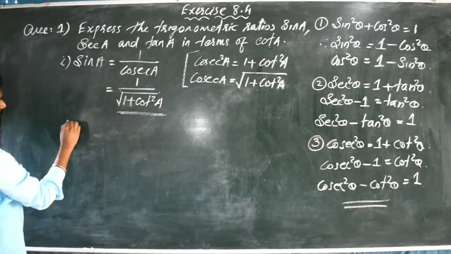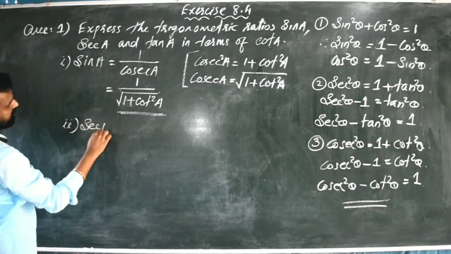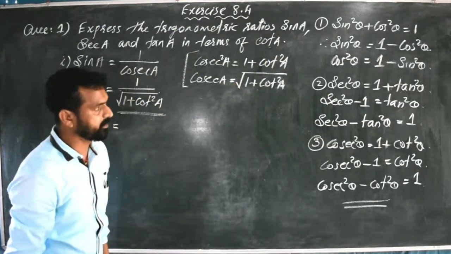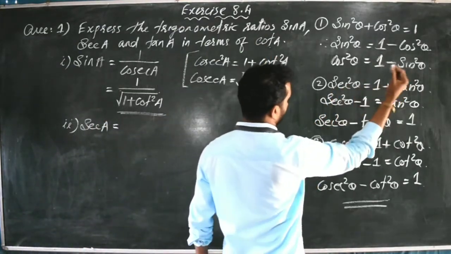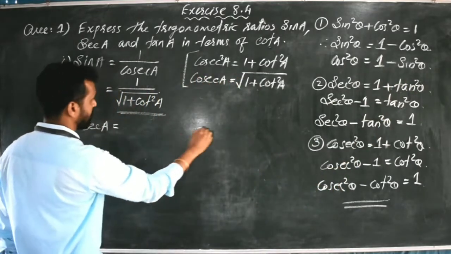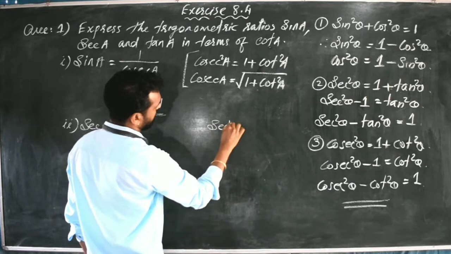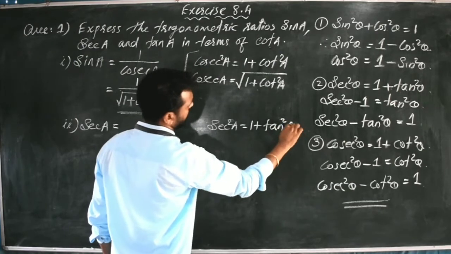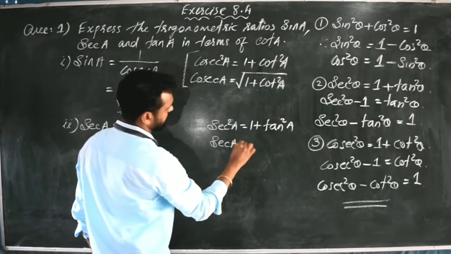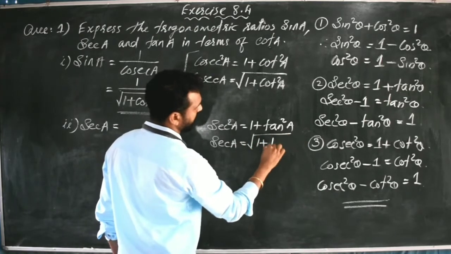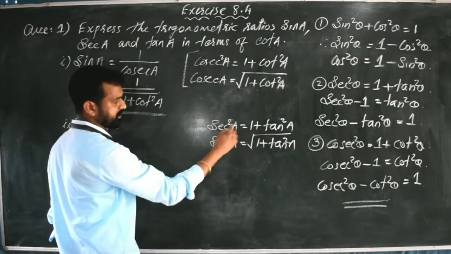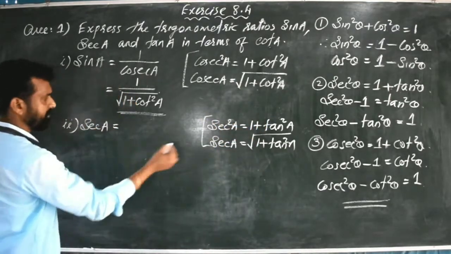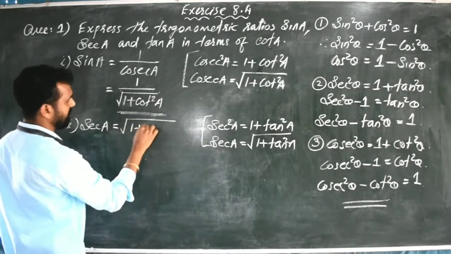Now the second one is sec. Sec also we have to express in terms of cot A. Sec is equal to, how can we write that? Sec square theta is equal to 1 plus tan square theta. Here you have to write in bracket, sec square A is equal to 1 plus tan square A. Then sec A is equal to, what will we get? Sec A is equal to square root of 1 plus tan square A, square transposing to the next side. So in place of sec A, what can we write? Square root of 1 plus tan square A.